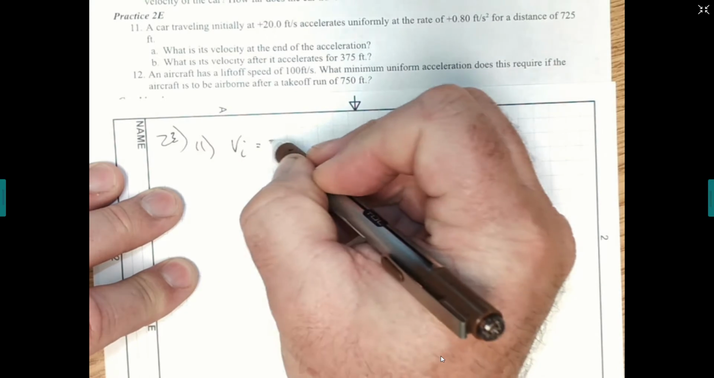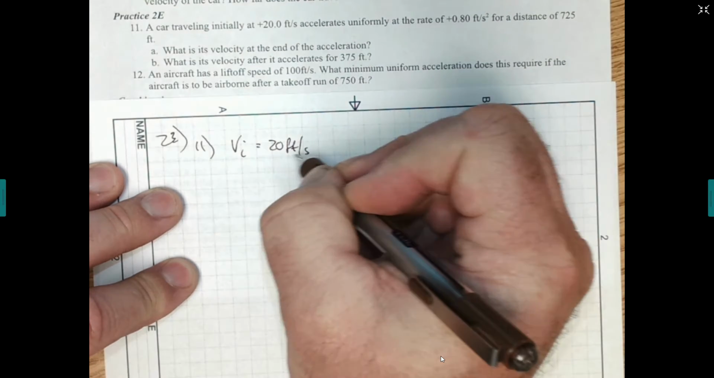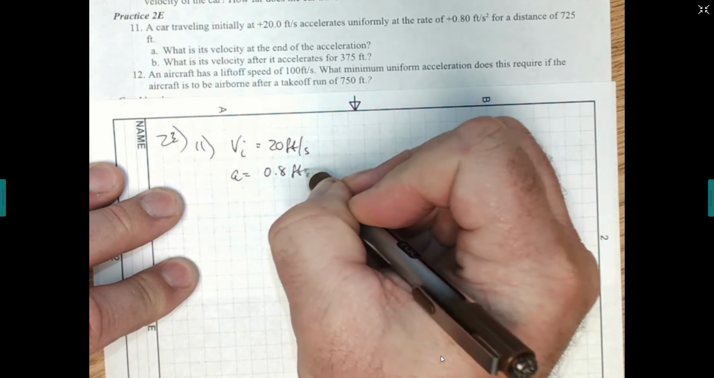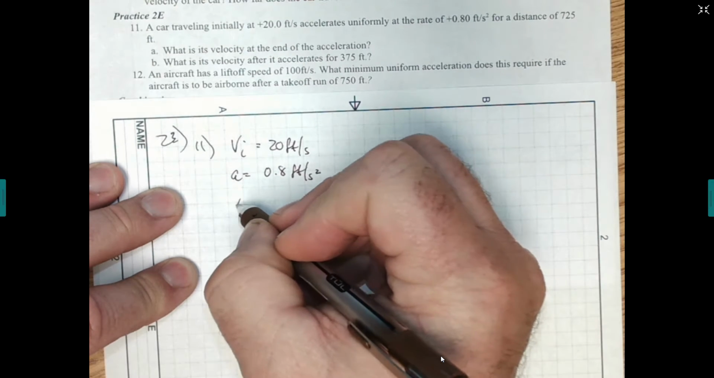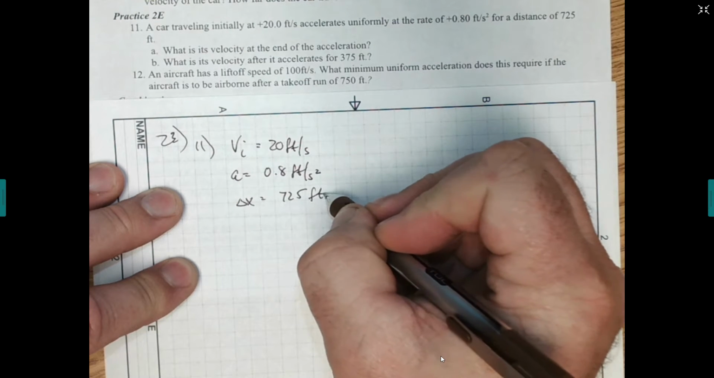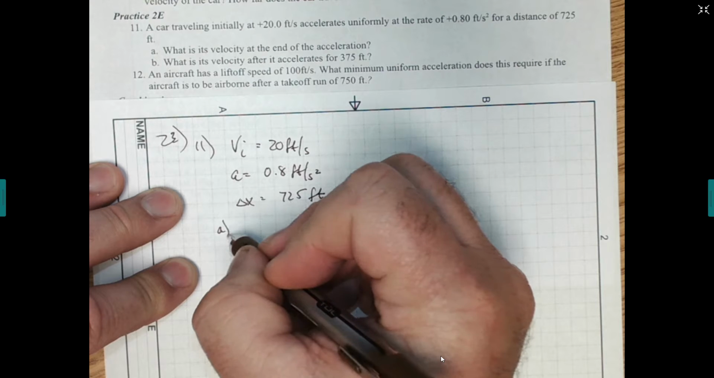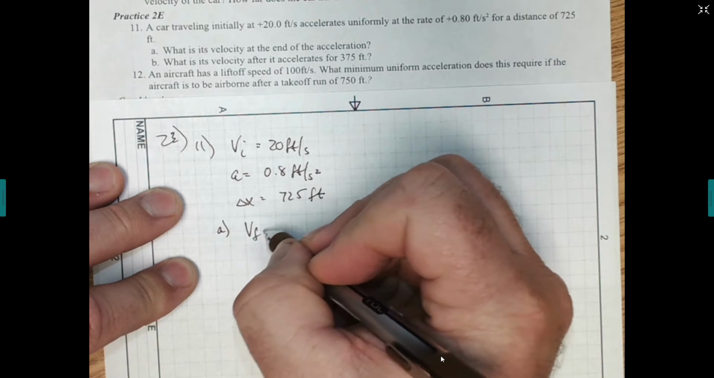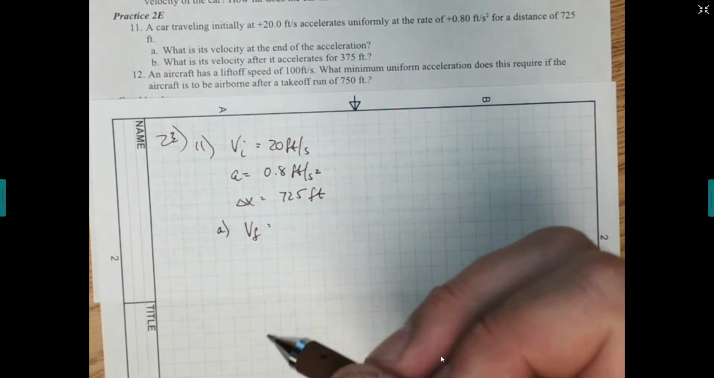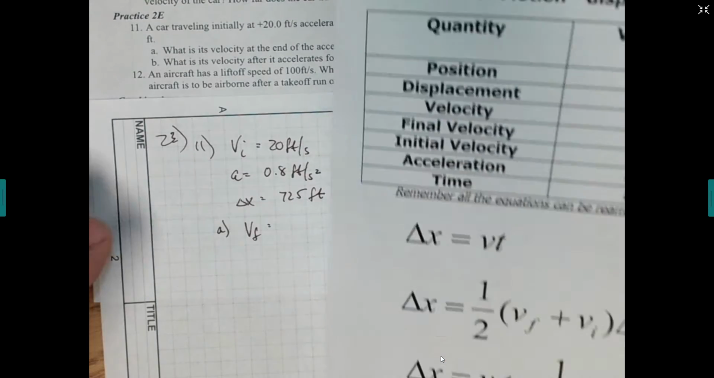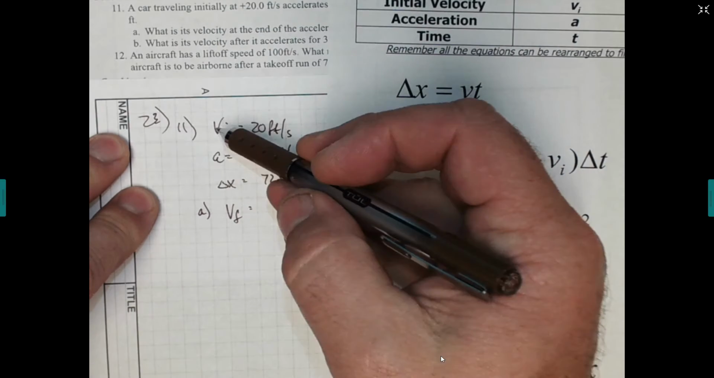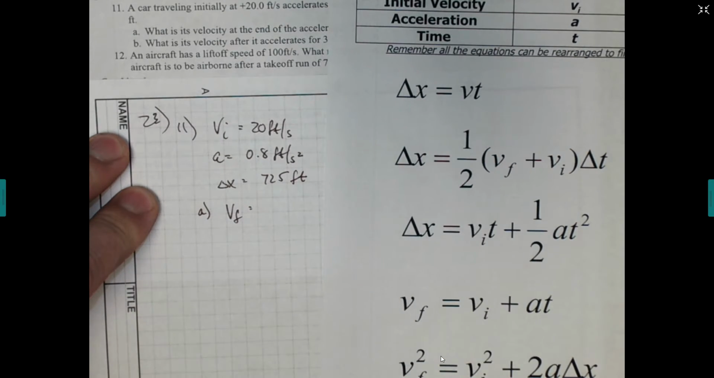So initial velocity, it said, was 20 feet per second. Acceleration it has at 0.8 feet per second squared, and for my distance or my displacement, 725 feet. And it says part A, what is the velocity at the end, or the final velocity? That's what we'd like to know. So again, if we go to our formula sheet that we have for this section, look at our equations, you notice the one thing we're missing that we've had before is time. They gave us no time.